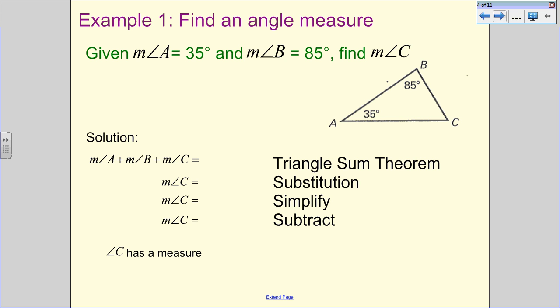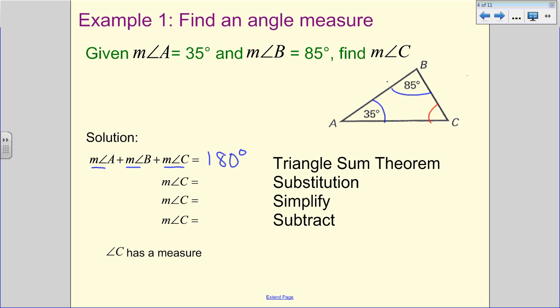So let's use this to help us. It's not much different, guys, than when we were finding angle measures when we knew we had straight angles, supplementary angles, linear pairs, or complements. If I know angle A is 35 degrees and angle B is 85 degrees, what they're going to want me to do is find angle C. So I'm going to use the triangle sum theorem that states the measure of angle A plus the measure of angle B plus the measure of angle C is 180 degrees.